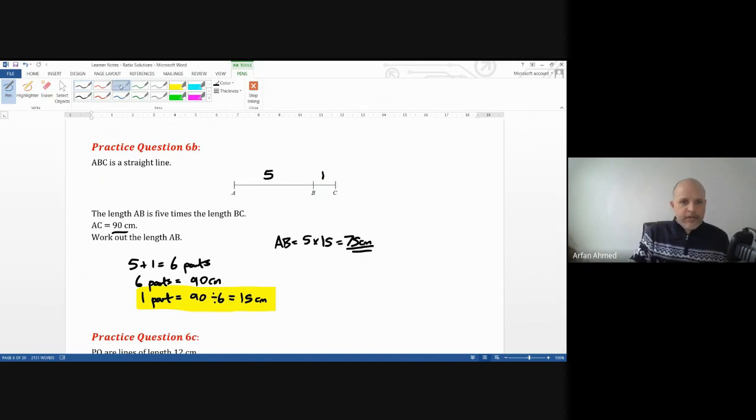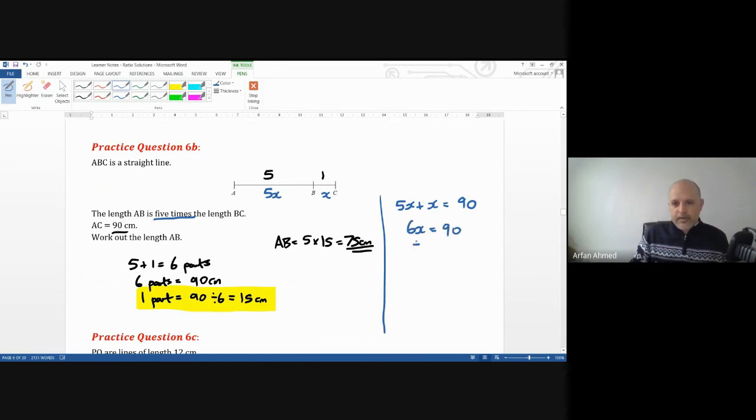In fact, let me do algebra in a different color. Let's call the smallest amount X. If the bigger one is 5 times bigger, it'll be 5 times X, which is 5X. It's the same sort of thing. So 5X plus 1X gives you the total amount, which is 90.